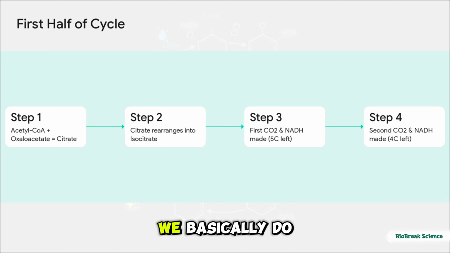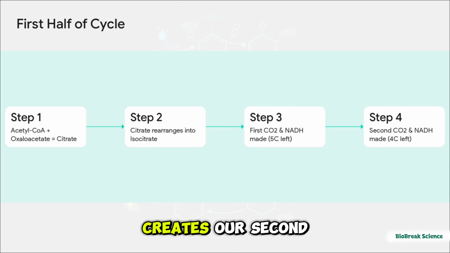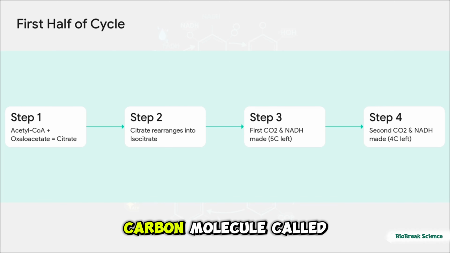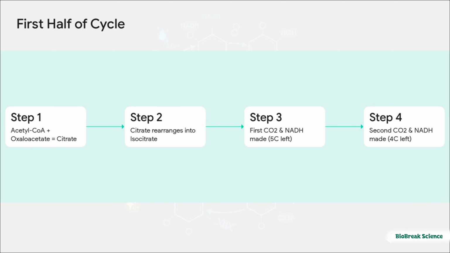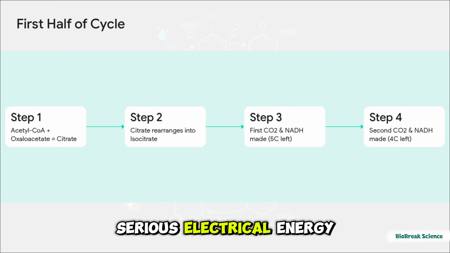Step 4, we basically do it all over again. Alpha-ketoglutarate loses another carbon as CO2, creates our second NADH, and a coenzyme A gets attached. This leaves us with a 4-carbon molecule called succinyl-CoA. So, just like that, we've stripped away 2 carbons and captured some serious electrical energy.